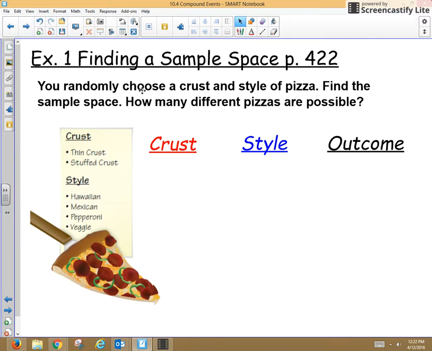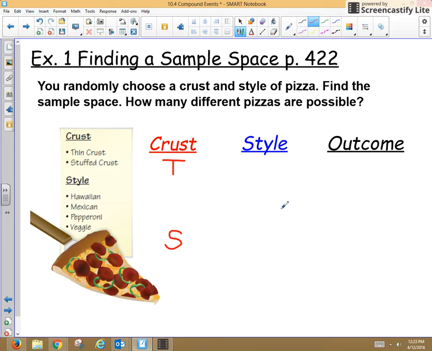So to find a sample space, it says you randomly choose a crust and a style of pizza. Find the sample space. How many different pizzas are possible? So we have two types of crust. We have thin crust or stuffed crust. So I'm going to use T for thin crust, and then I'm going to use S for stuffed.